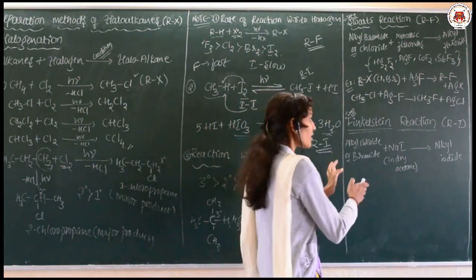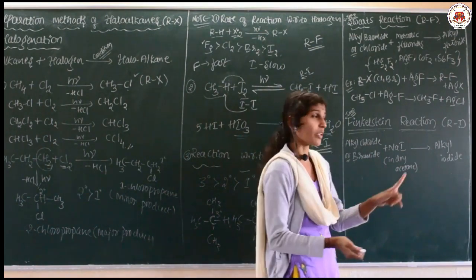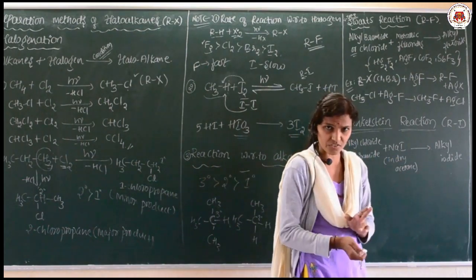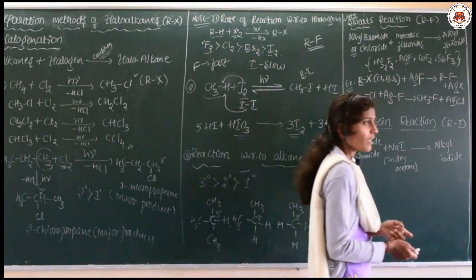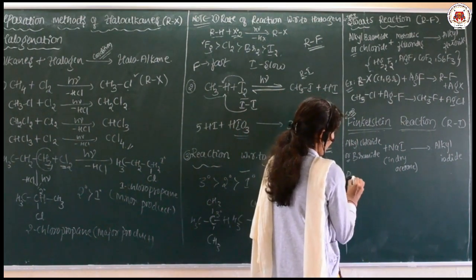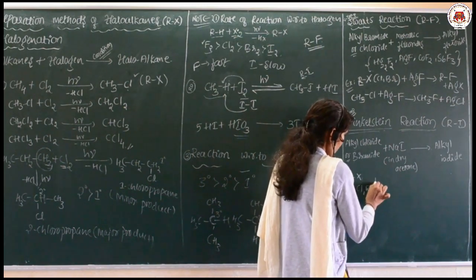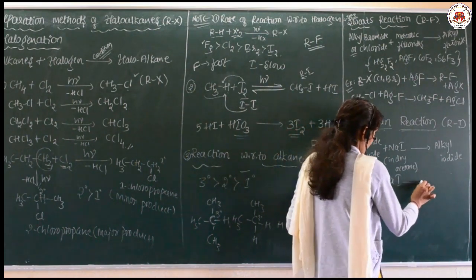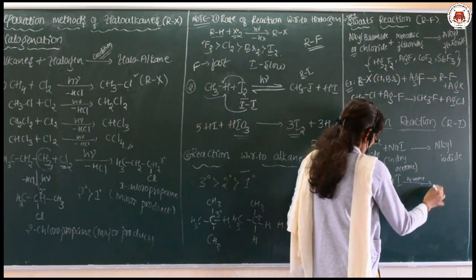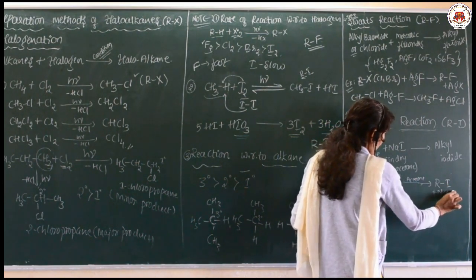So what happens here? Here also we are taking alkyl chloride or alkyl bromide, but it is treated with sodium iodide. In presence of dry acetone, you are going to get the alkyl iodide as a product. Let me write the general formula RX, where X may be Cl or Br, plus NaI, that is sodium iodide, again in presence of dry acetone, and then you are going to get the product RI plus NaX.